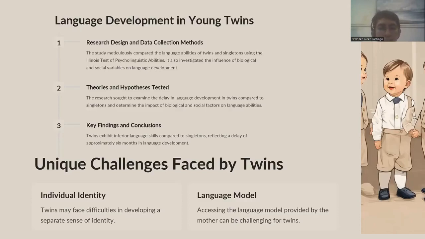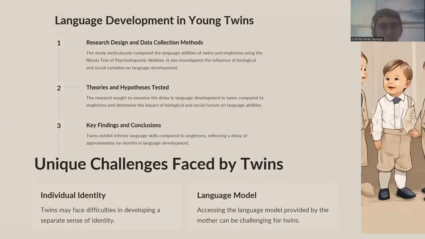And then the key findings and conclusion was that twins exhibit inferior language skills. That's sad, but that's true, that twins exhibit inferior language skills compared to the other people, and that reflects a delay of approximately 6 months in language development, which is not a big amount of time, but in the end it matters, right? Because then we should consider this in education.